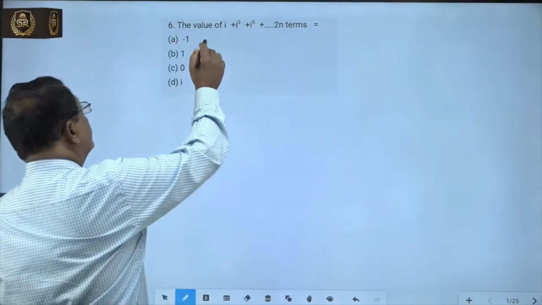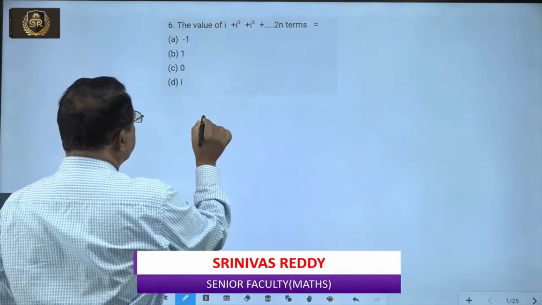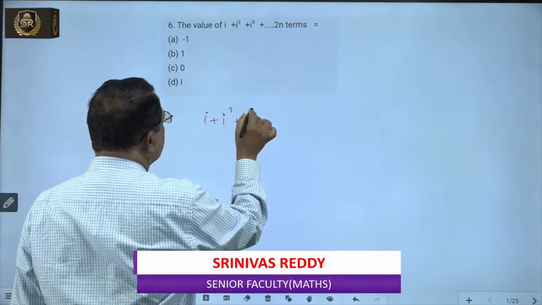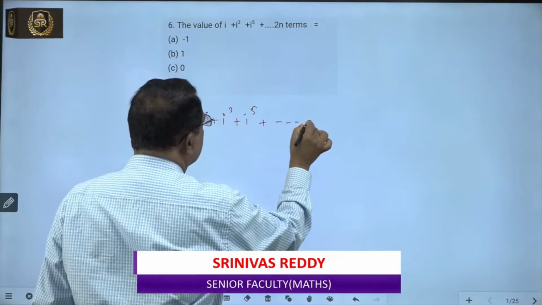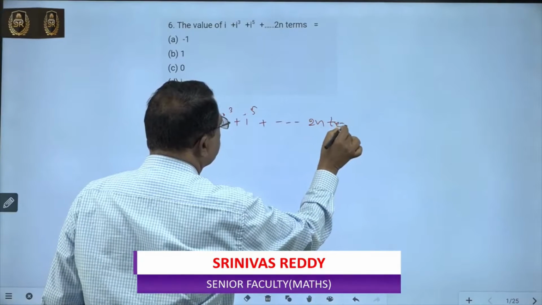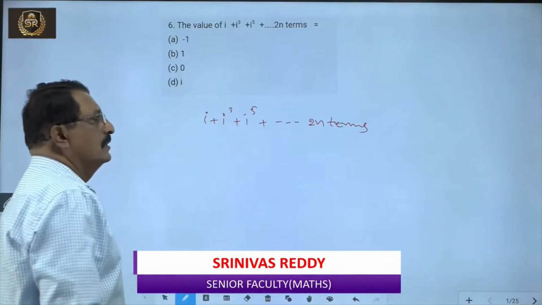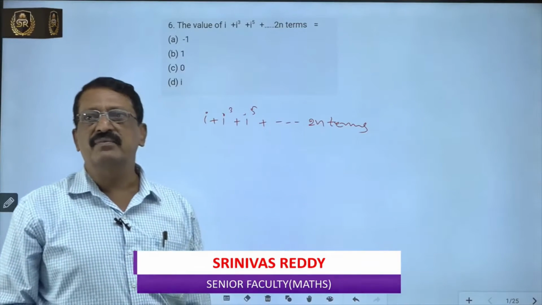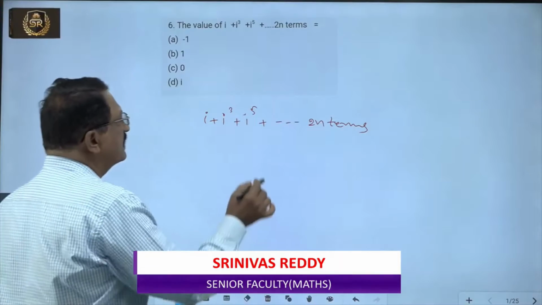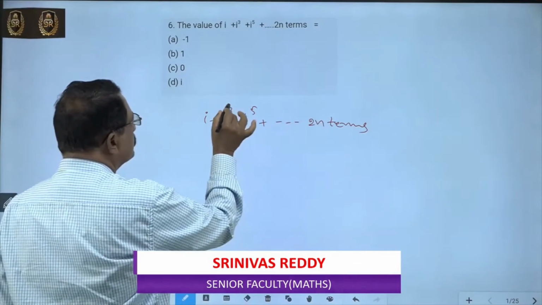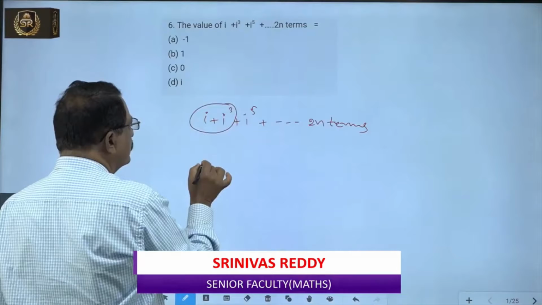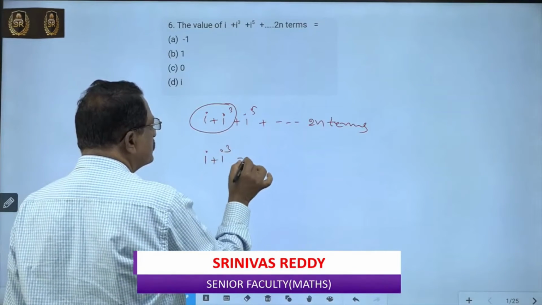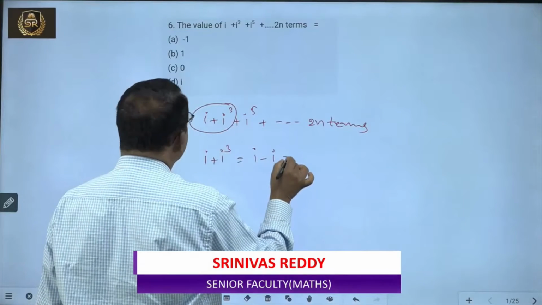Now problem number 6: the value of i plus i cube plus i to the power of 5 plus, and so on, up to 2n terms. The number of terms is 2n, meaning an even number of terms in the equation. Suppose we take n equals 1, meaning the number of terms is 2. What is the value of i plus i cube? But i cube equals minus i, so i minus i equals 0.